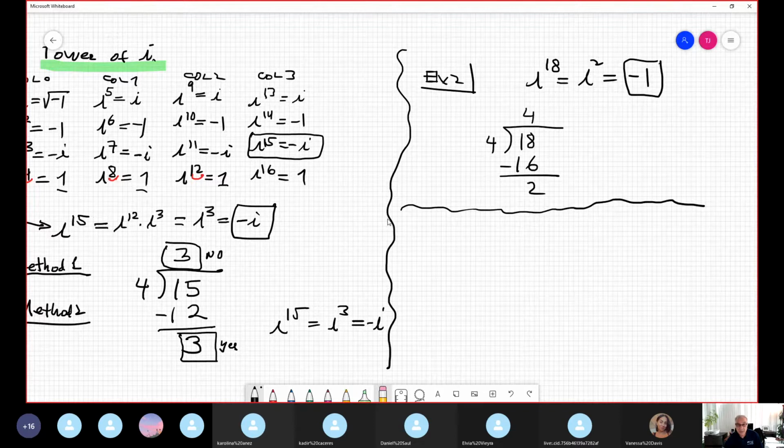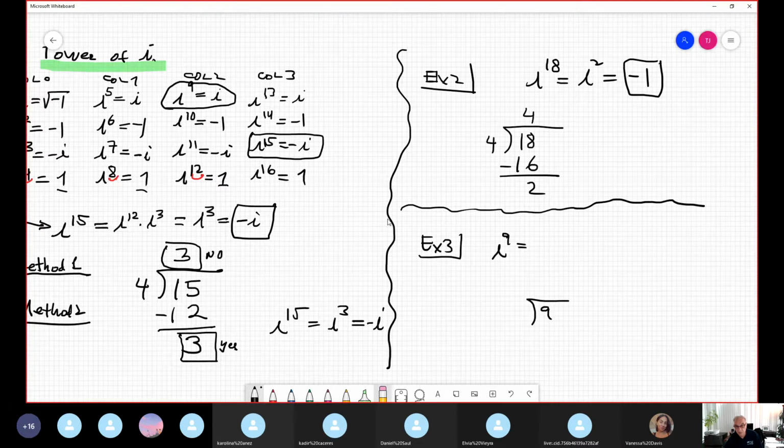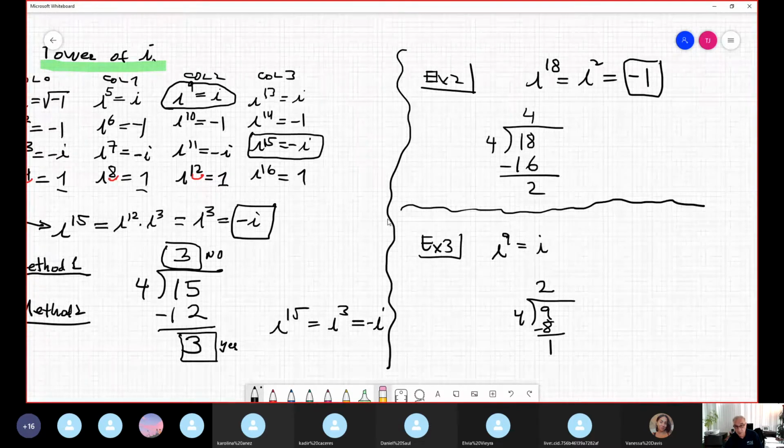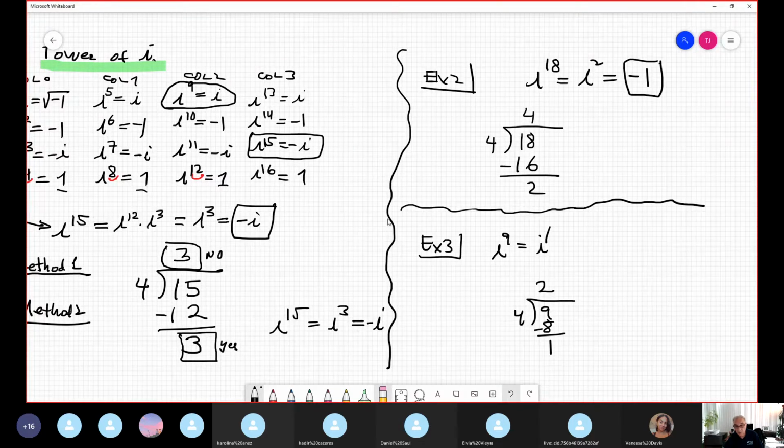Yes. Example 3. I to the 9 power. I to the 9 power is easy. I saw it here, but suppose that I have another table, no? So 9 divided by 4 is 2, 2 times 4 is 8, subtraction, remainder 1. This is I to the 1, but 1 is an invisible exponent. It's I exactly, this conclusion.